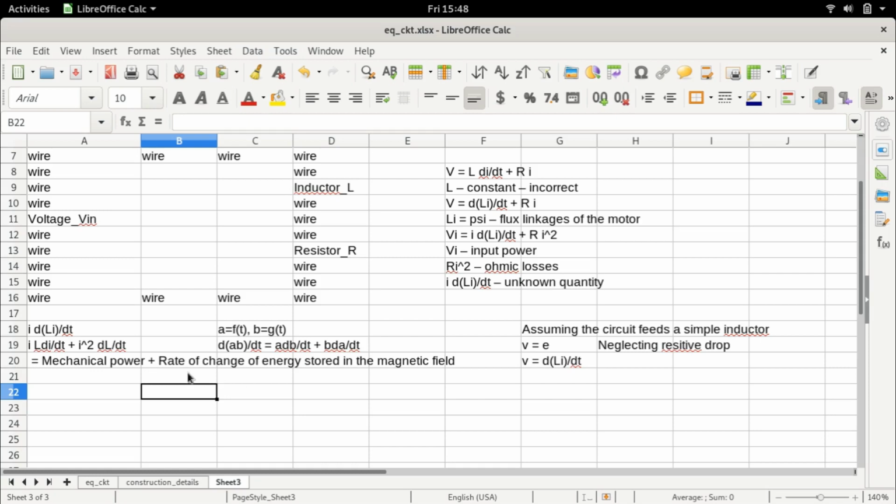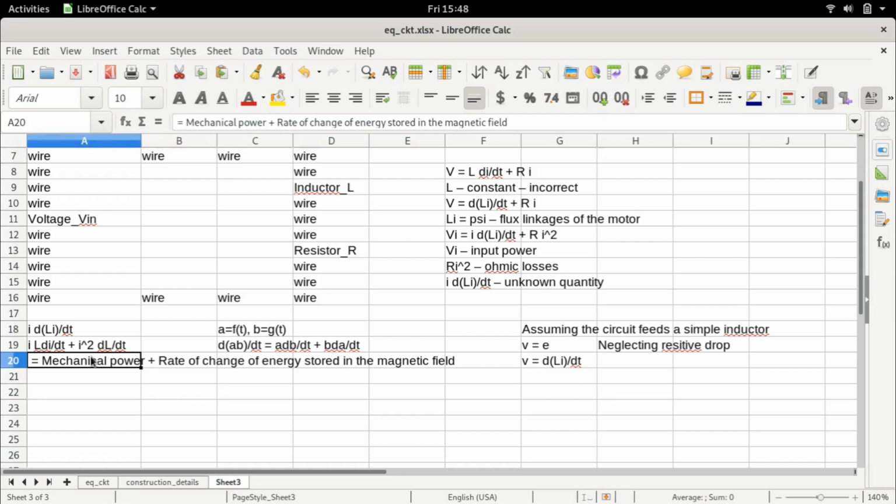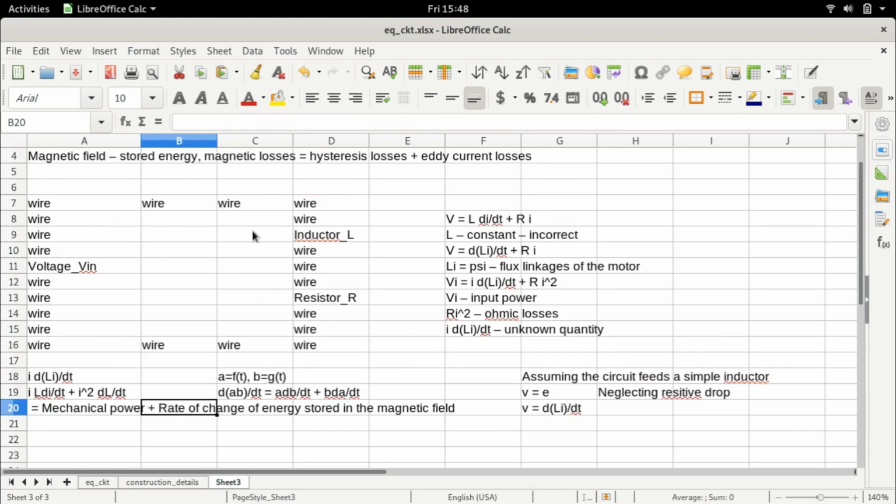Now, what if I don't have this mechanical power? If I don't have this mechanical power, I am now simplifying my equation a little. In that case, I have only the rate of change of energy to think about. And this would happen if we say that this circuit is now not a motor, but simply an inductor. And that's what I'm trying to do here. I'm assuming that the circuit feeds a simple inductor.